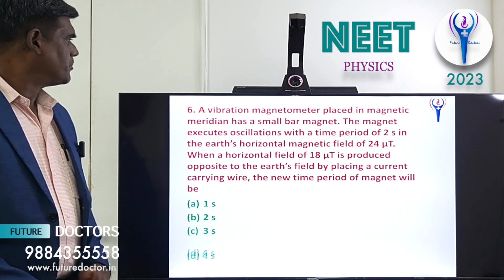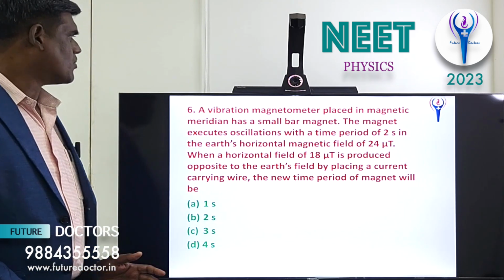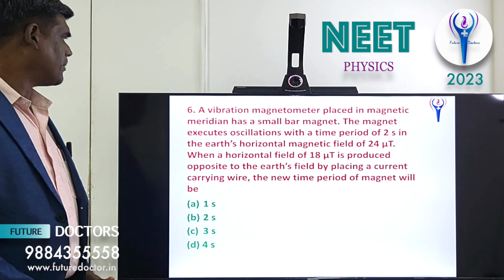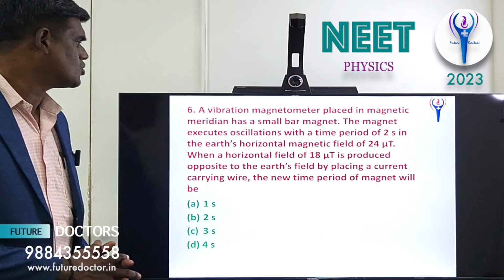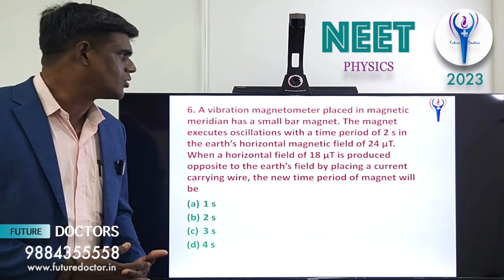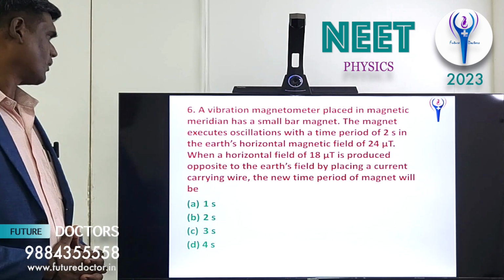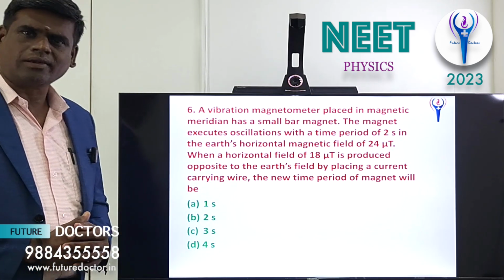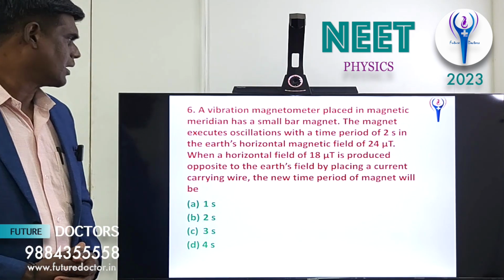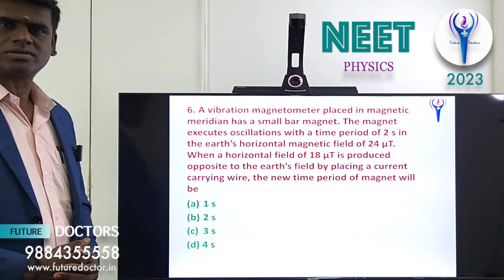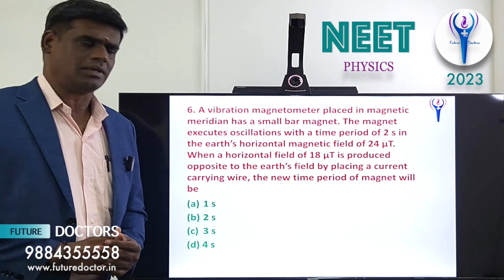A vibration magnetometer placed in the magnetic meridian has a small bar magnet. The magnet executes oscillation with a time period of 2 seconds in the Earth's horizontal magnetic field of 24 microtesla. When a horizontal field of 18 microtesla is produced opposite to the Earth's field by placing a current carrying wire, the new time period of the magnet will be dash.